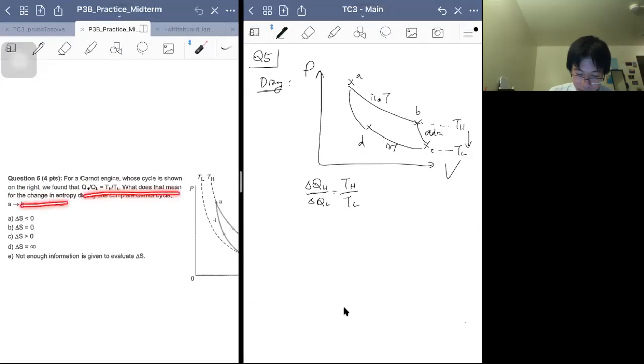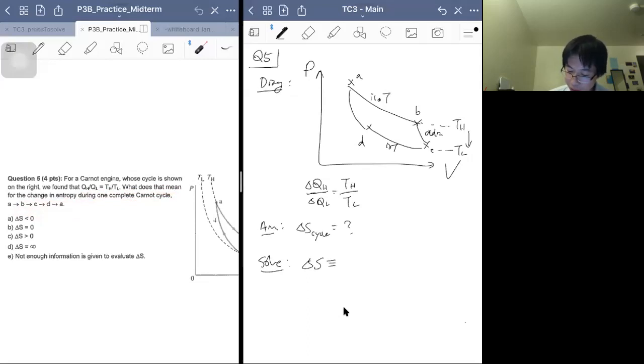What does that mean for the change in entropy? Okay, so the change in entropy during one complete cycle, so the whole cycle. The first thing, relevant equations: from this, two ways. Immediately, I will probably go with the definition first.